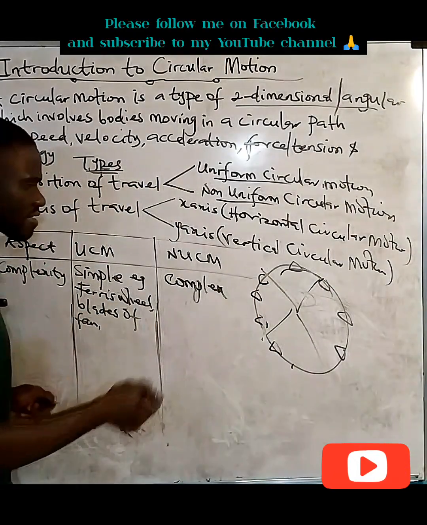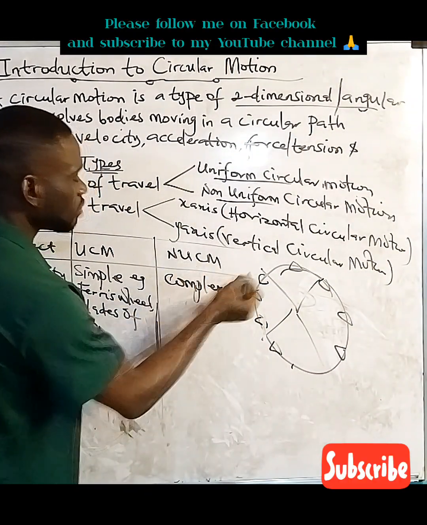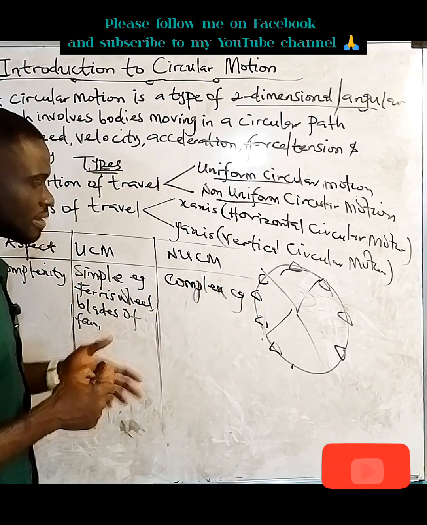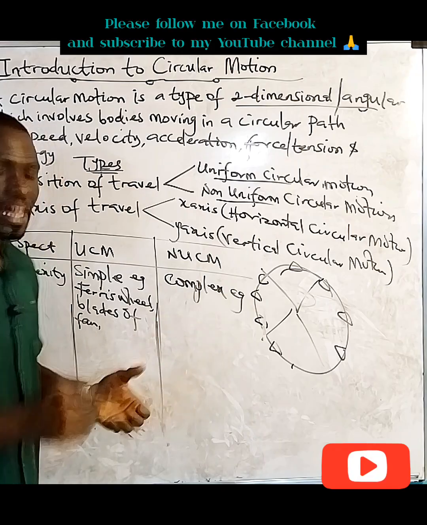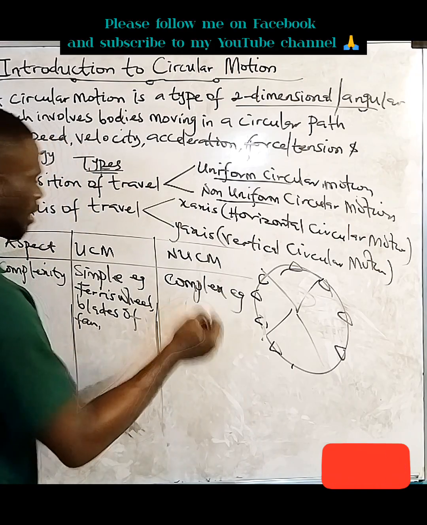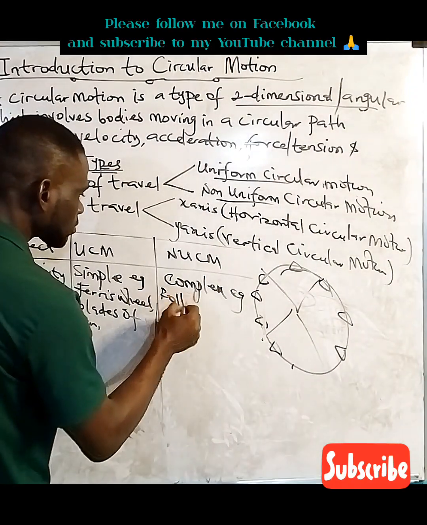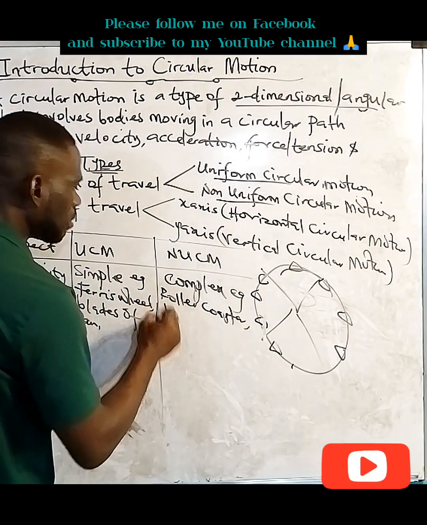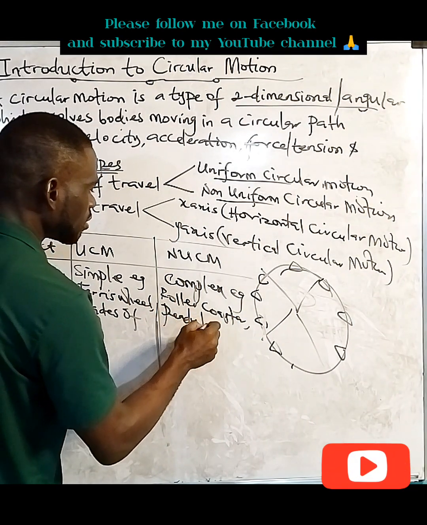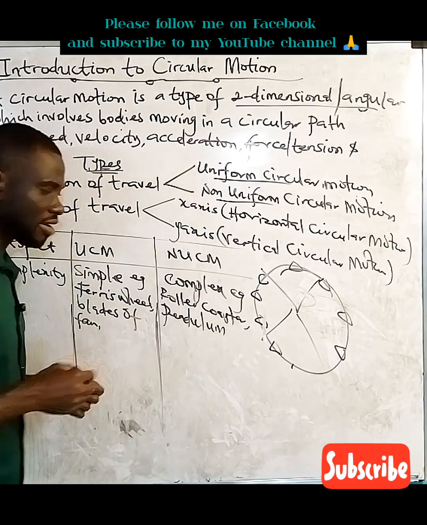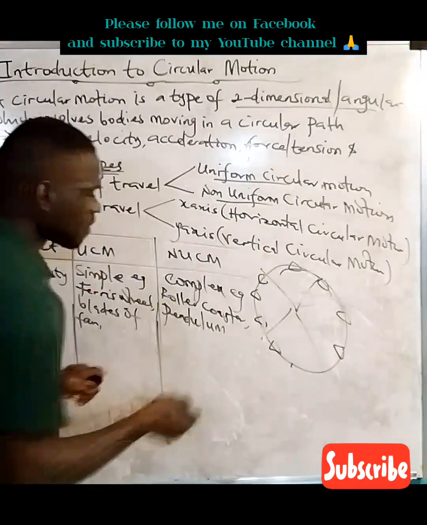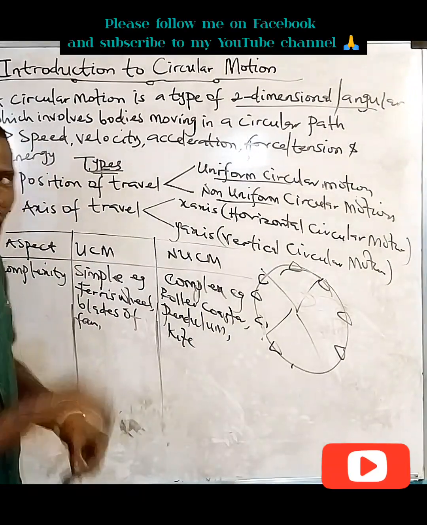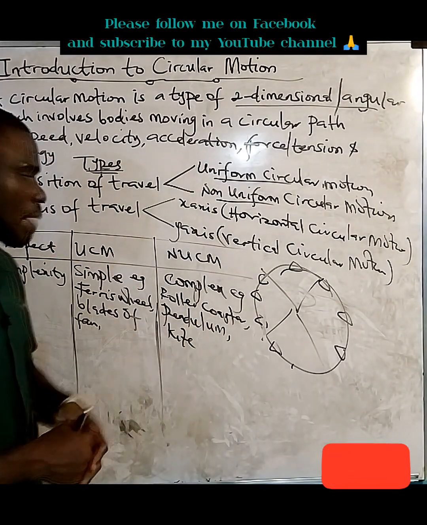When we talk about complex, when we talk about a non-uniform circular motion, the reason we call them non-uniform is simply that they are complex. They are not uniform. For example, we have a roller coaster, which is a very good one. Then we have a pendulum moving in a kind of circular arc. Also, we have a kite, let's say a kite being blown randomly by the wind. We have other examples like that.